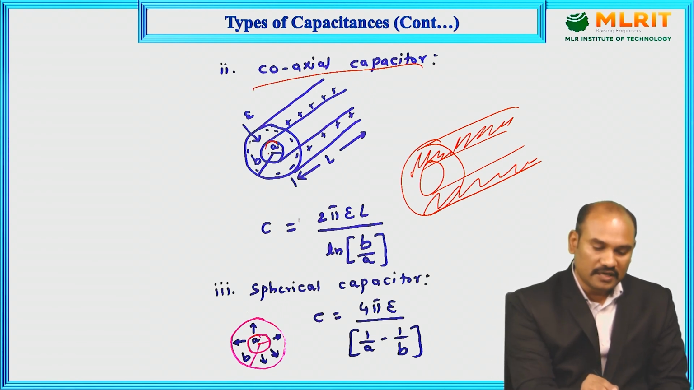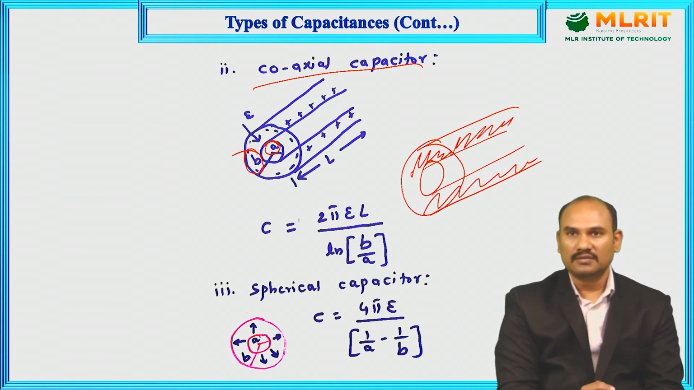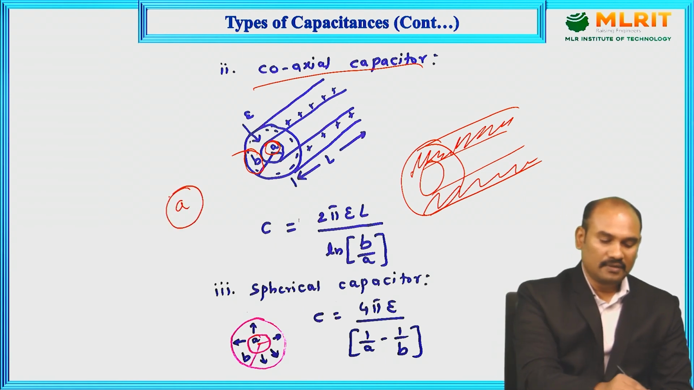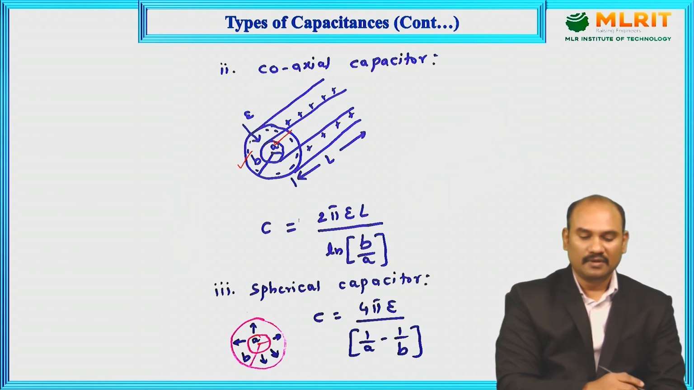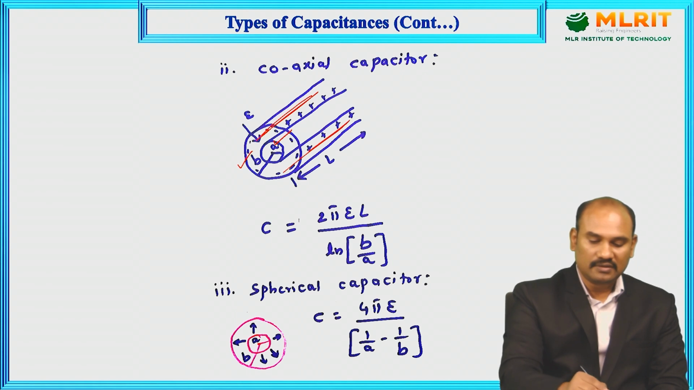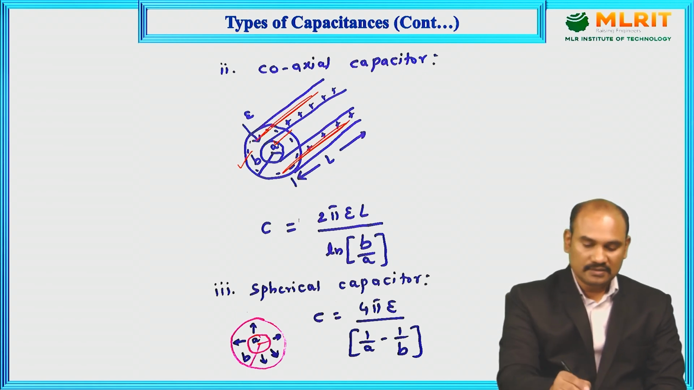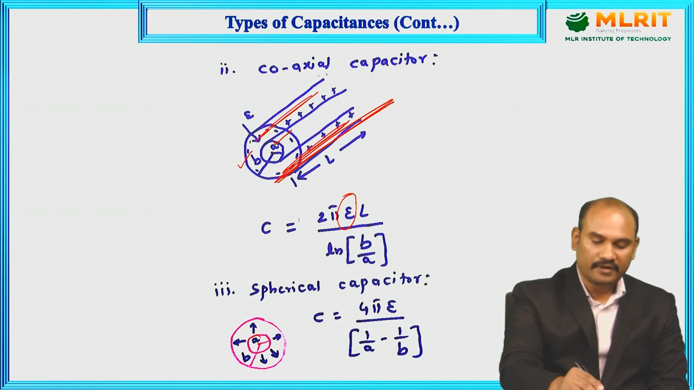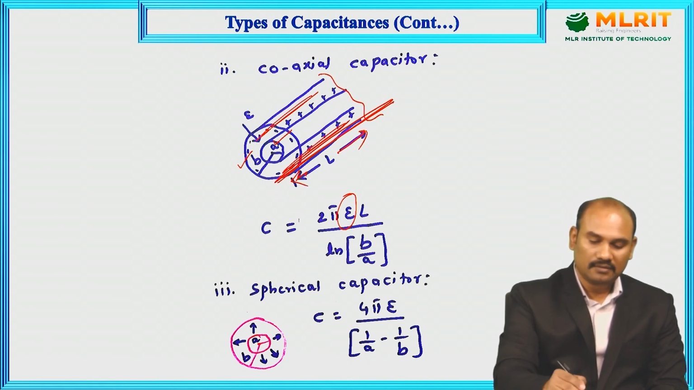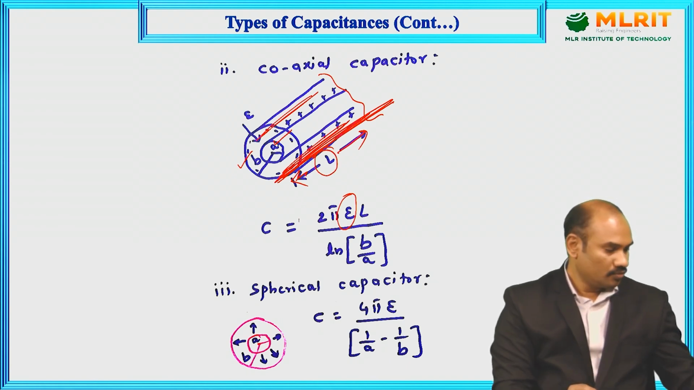The radius of the inner conductor is A. The radius of the outer conductor is B. If we have two conductors, we have two radii. One is A, one is B. A stands for inner radius, B stands for outer radius. That's what I have labeled here, A and B. The region between these two conductors is filled with dielectric material whose permittivity is epsilon. The length of this coaxial capacitor, I have taken as L. It can be even more or less. So they are the parameters you find.